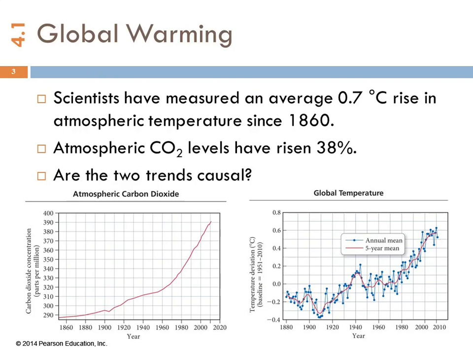So scientists have measured an average 0.7 degree Celsius rise in atmospheric temperature since 1860. Okay, if you look at the entire history of the Earth, the time period since 1860 is just a blip, right? Very, very short period of time. But yeah, they measured this, okay? And so over here on the right, we see a graph of global temperature, and this looks all very disturbing in this big, big change.